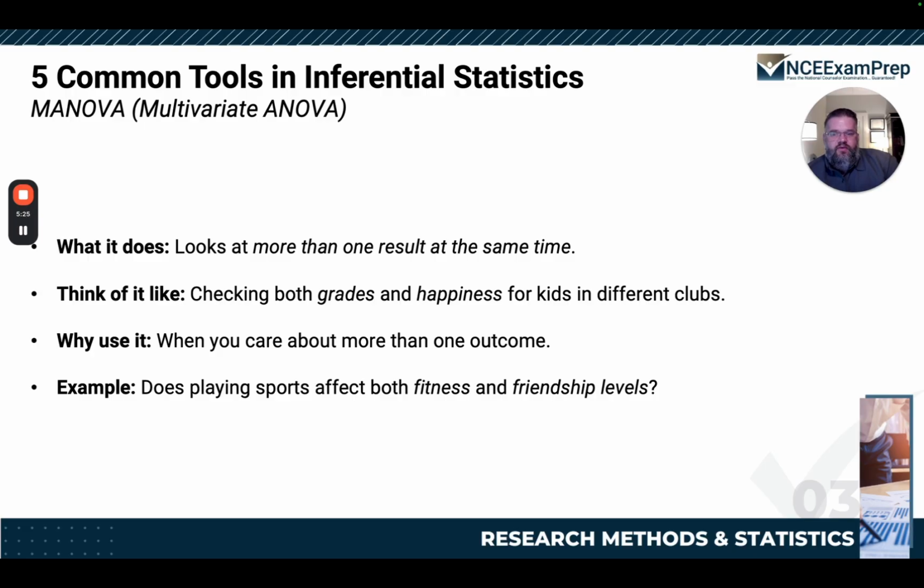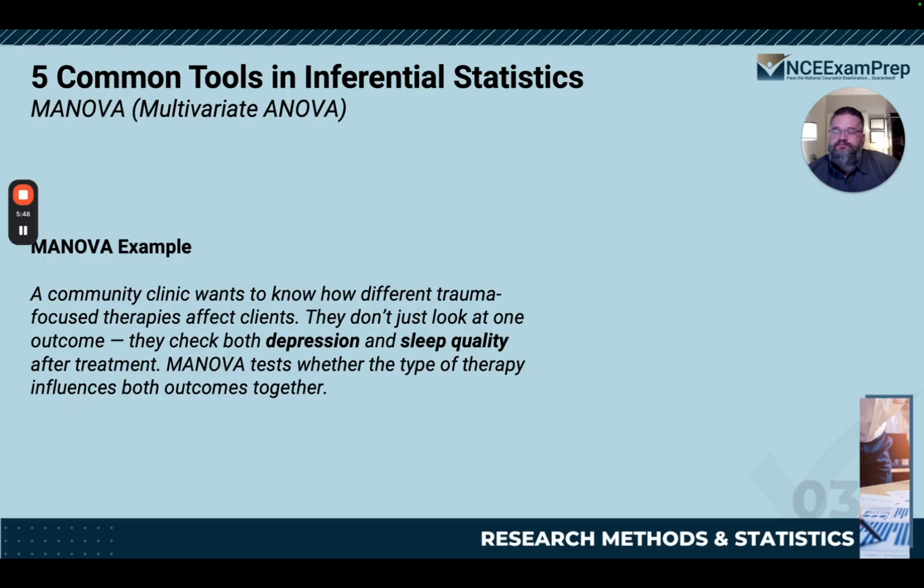Okay, we're going to use this when we care about more than one outcome. Okay, an example might be, does playing sports affect both fitness and friendship levels? We might be able to just think of it and draw the conclusion that it probably does. But with a MANOVA, a multivariate ANOVA test, we can determine whether it's actually a significant difference.